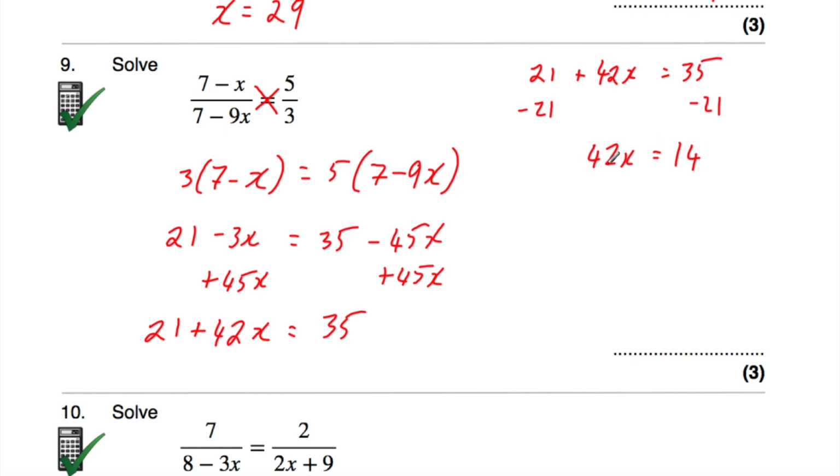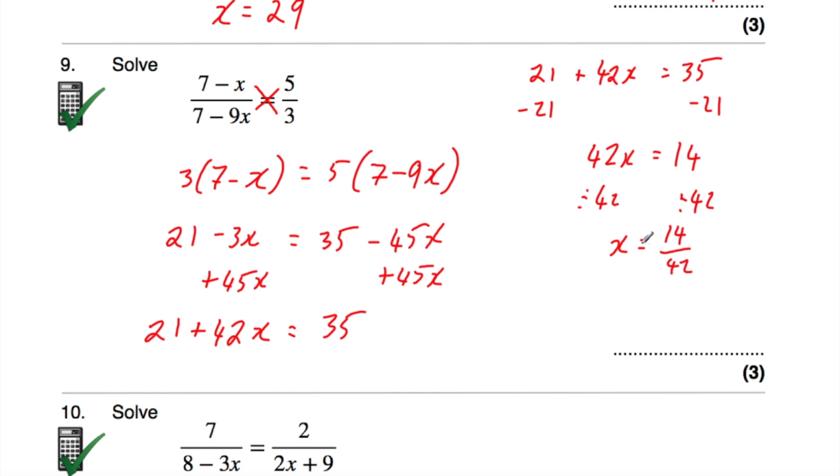So we just need to divide both sides of the equation by 42 because we don't want this times by 42 here. So divide by 42 and divide by 42. On the left-hand side of the equation, we're dividing by 42 to get rid of the times by 42, so we'll be left with x. And on the right-hand side of the equation, we've got 14 divided by 42. So that's 14 over 42.